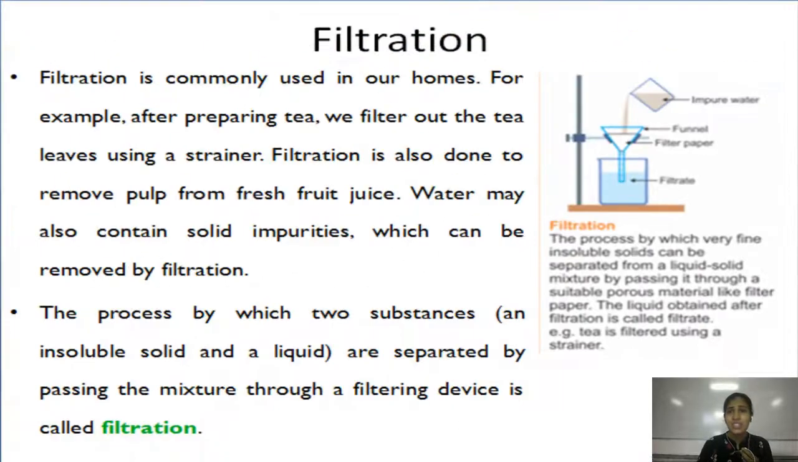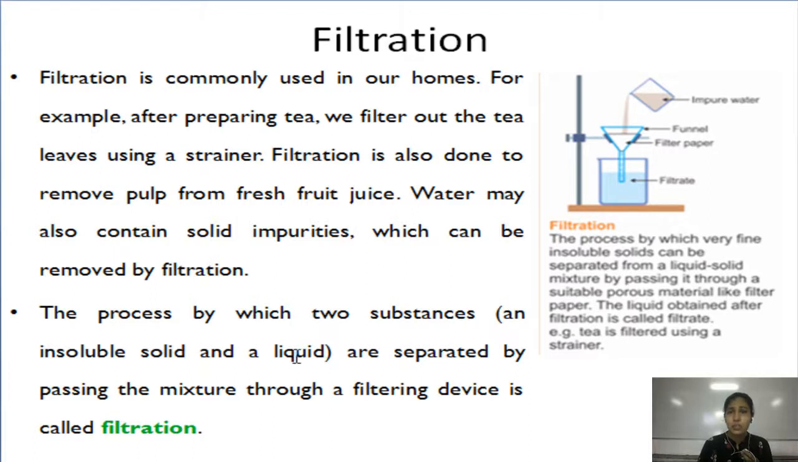The next method of separation is filtration. Filtration is commonly used in our homes. For example, after preparing tea, we filter out the tea leaves using a strainer. Filtration is also done to remove the pulp from fresh juice. Water may also contain solid impurities, which may be removed by filtration.